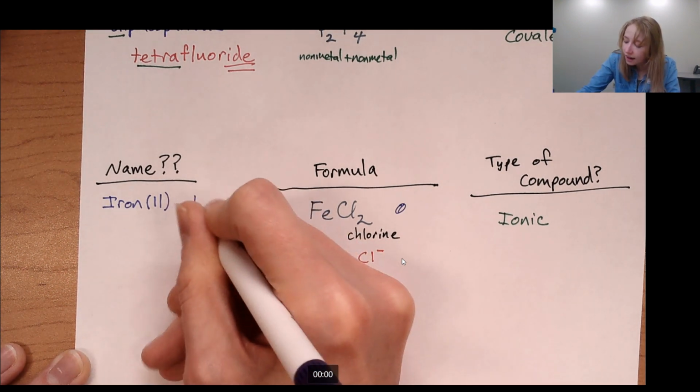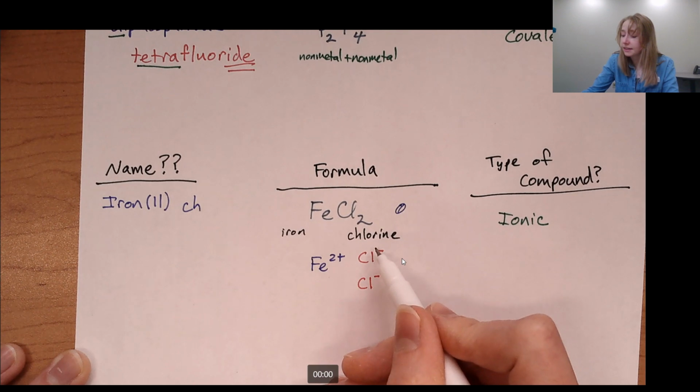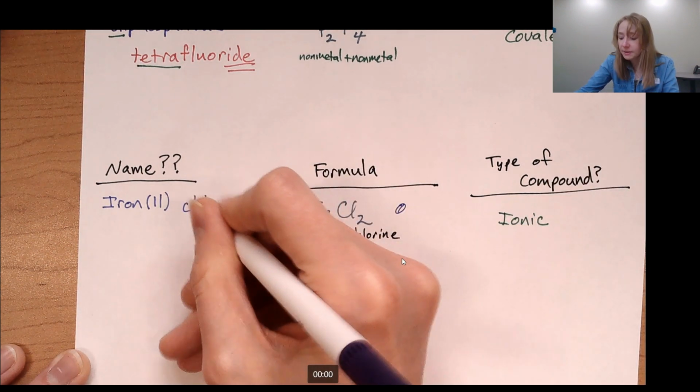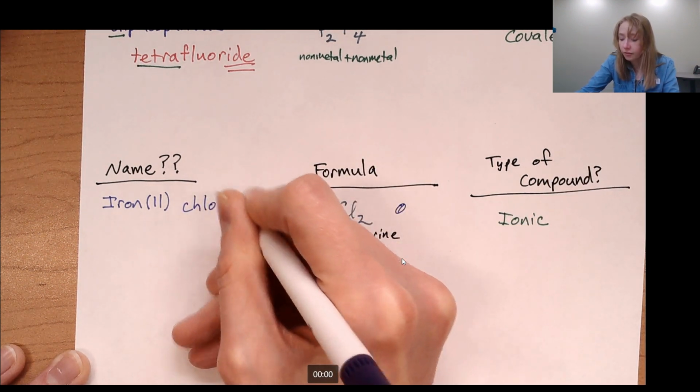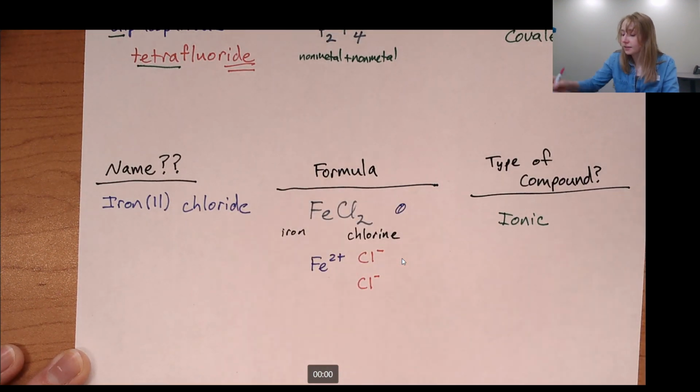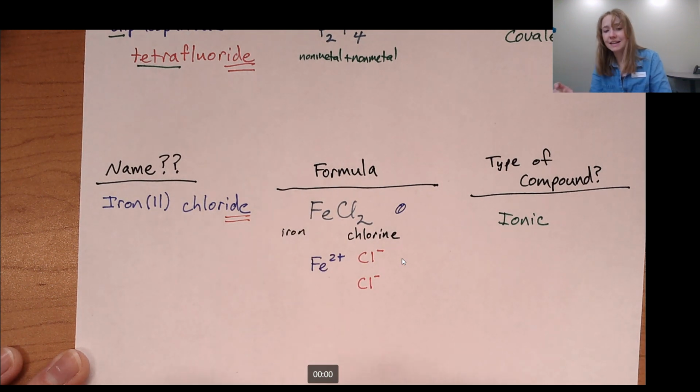And then I do not need prefixes to indicate that there's 2 chloride ions because I don't use prefixes when I'm naming ionic compounds. I don't need to because I can just use the charges to work out those numbers. So it's just going to be chloride. And again, for the second element, the ending of the name gets changed to -ide.